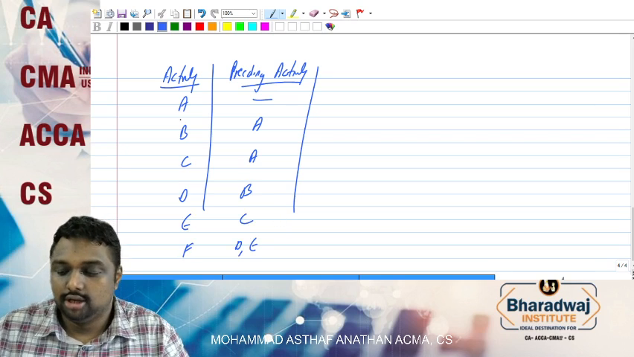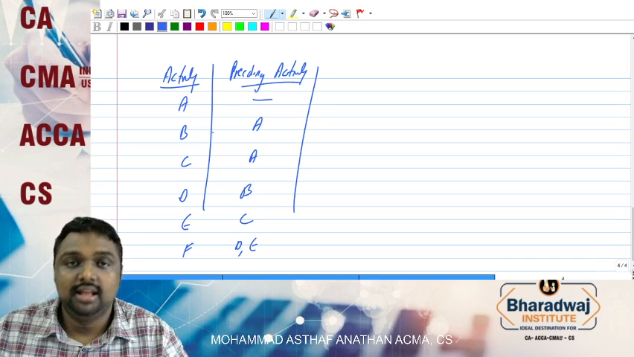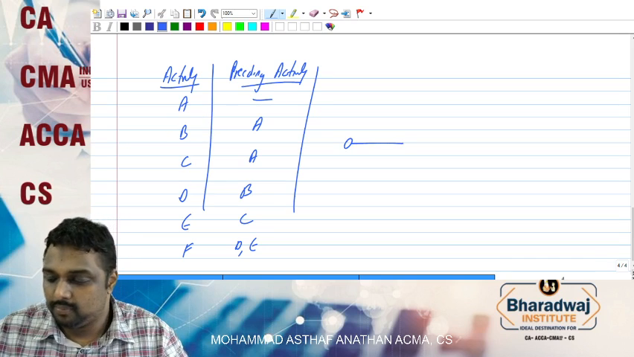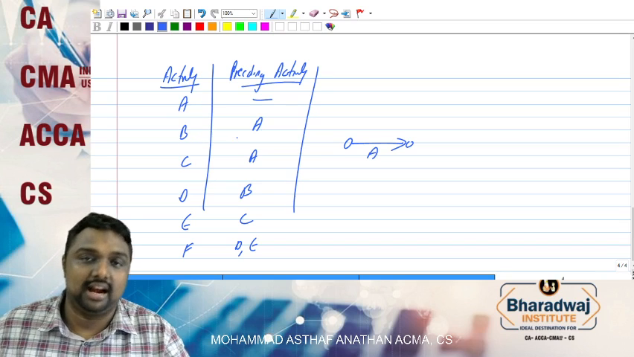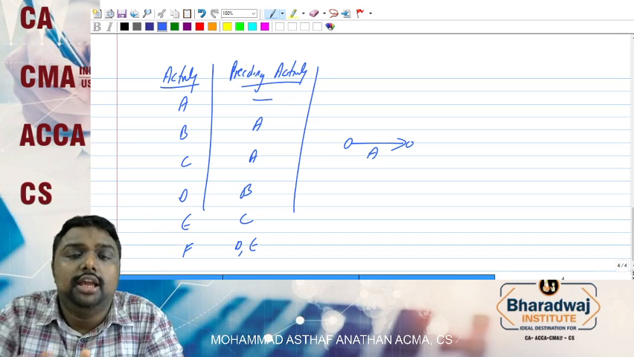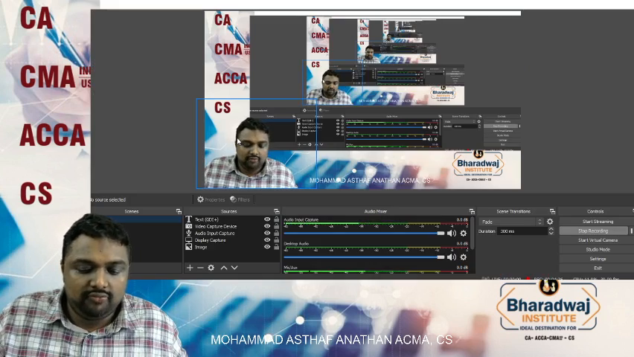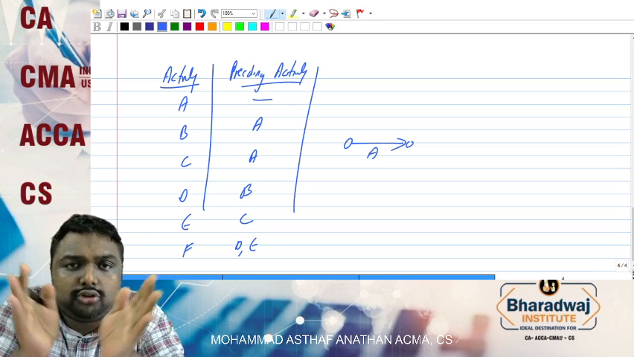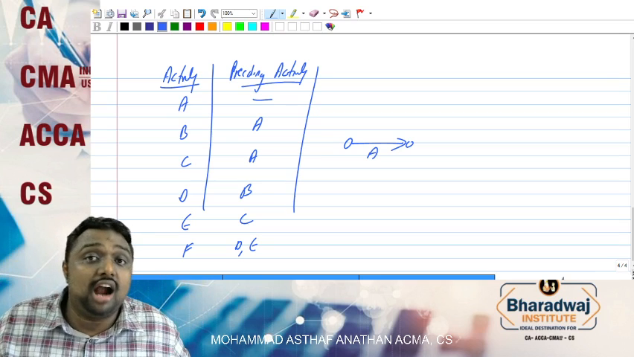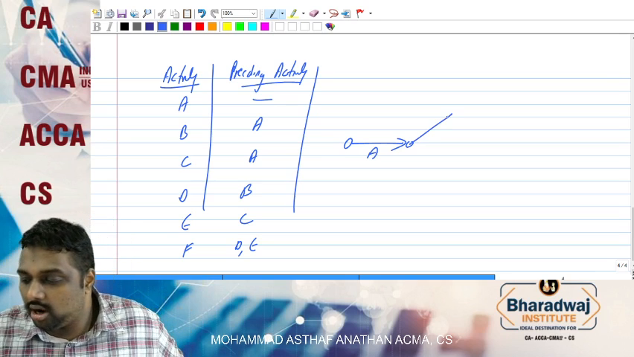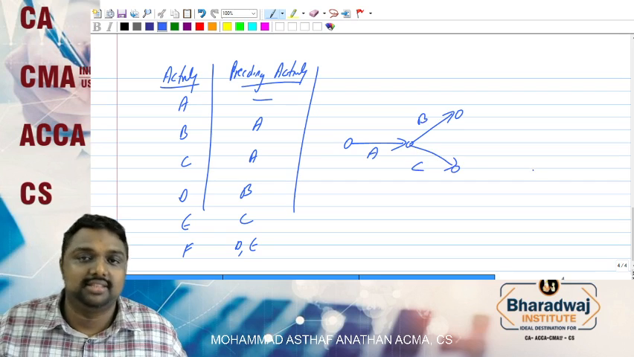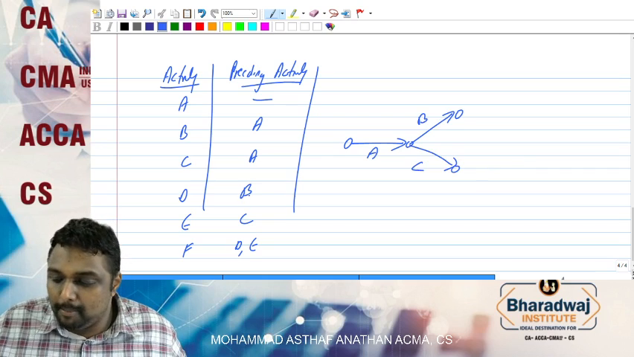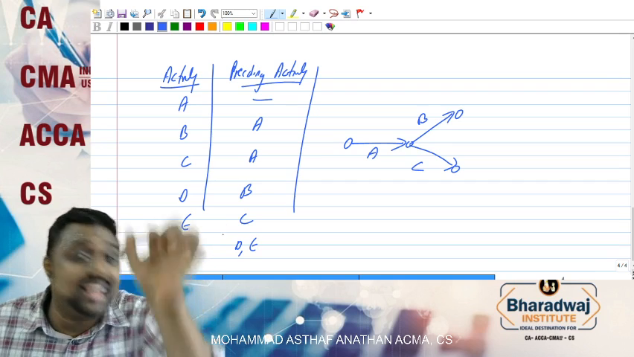Shall we start? For A, there is no preceding activity. That means the starting node will be A. Now from A, two activities start. If two activities start from one activity, we call it bursting. So B is starting and C is starting. Now from B, D goes, and from C, E goes.